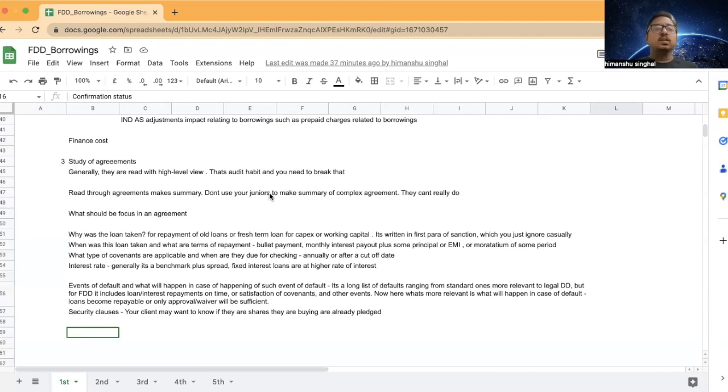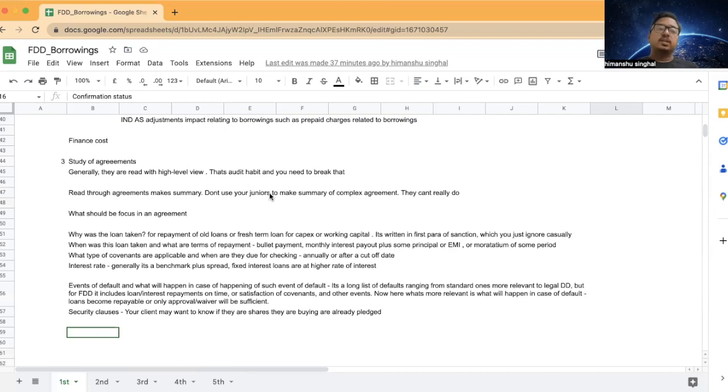Now, you'll need to see what type of covenants are there, and when they are due for checking. For example, they should be checked at an annual date like March, or there could be a certain cutoff date after which they will be checked. So financial covenants could depend on profitability or your asset ratios. We'll cover that separately in a video. But you need to check what covenants we have and when they are due for checking.